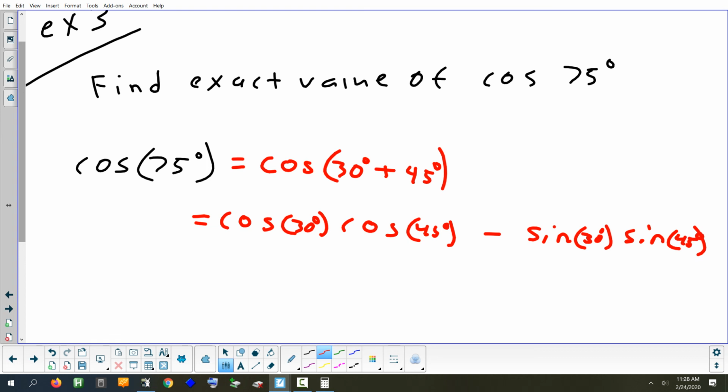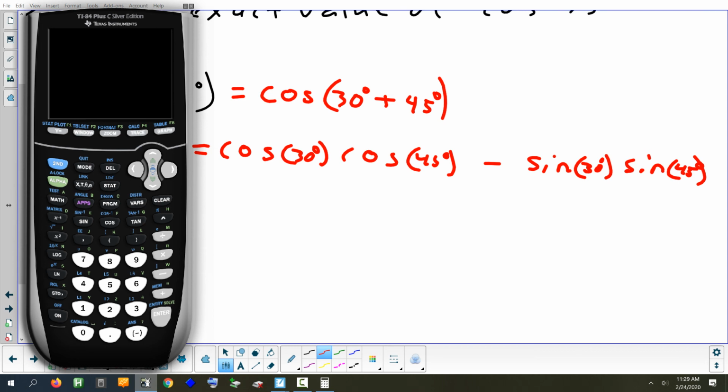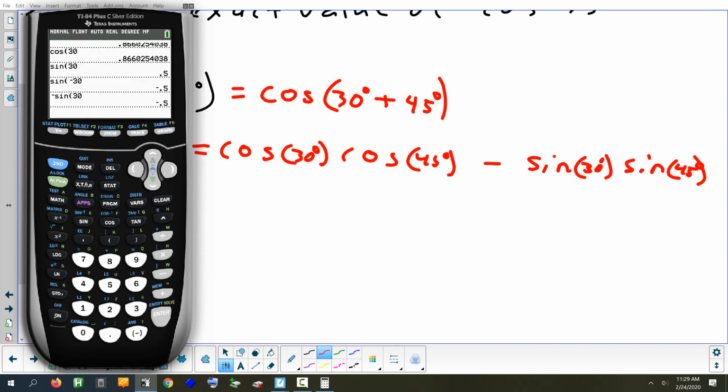Okay. Each one of those is going to come out to a nice number. Or maybe not a nice number, but a number you should recognize. Cosine 30. Nikira, what's 0.866?